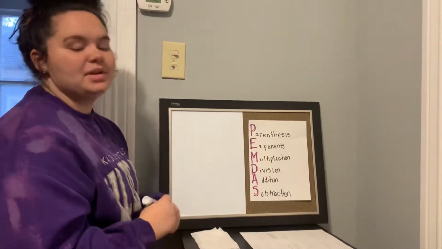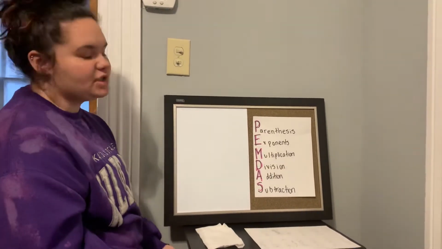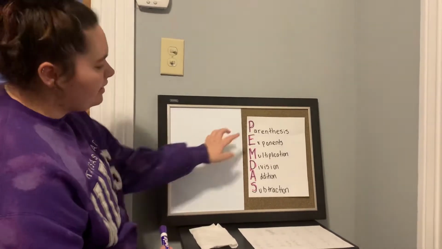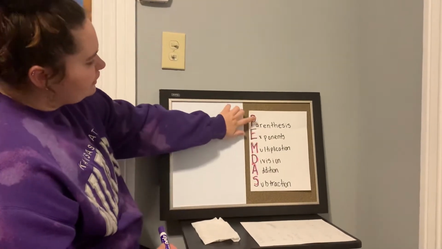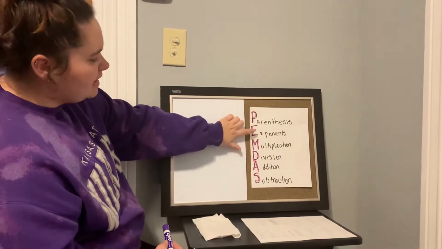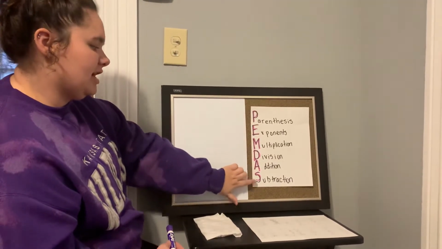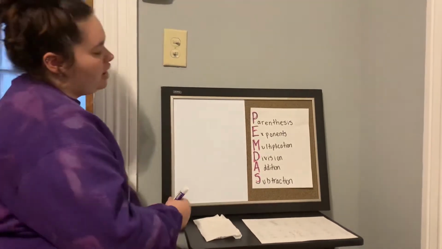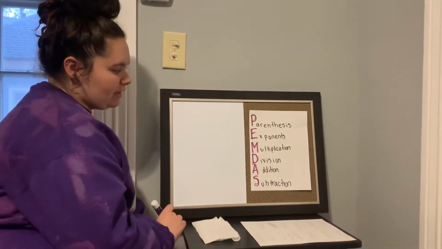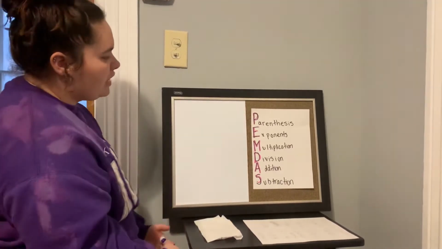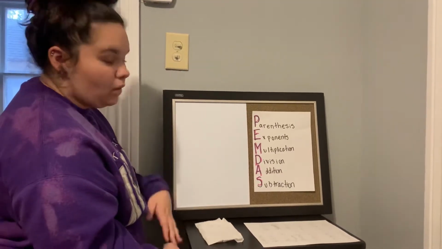So today we're going to be learning about order of operations, which basically means the order that you do everything in an equation. So I have a list over here. First we do parentheses, and then exponents, multiplication, division, addition, and then subtraction. The way that many people remember that is PEMDAS, which I highlighted over here. So hopefully that can help you remember the order.